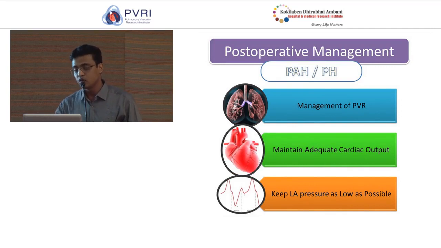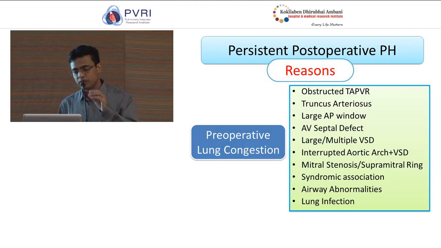The second thing is we have to maintain the cardiac output, and the third thing is to maintain the preload adequately. Coming to the reasons for persistent post-operative PH, it may be due to preoperative lung congestion, like in obstructed PVR, truncus arteriosus, large AP window, AV septal defect, multiple VSDs, interrupted aortic arch with VSDs, mitral stenosis, or supramitral ring, syndromic association, airway abnormalities, and lung congestion.